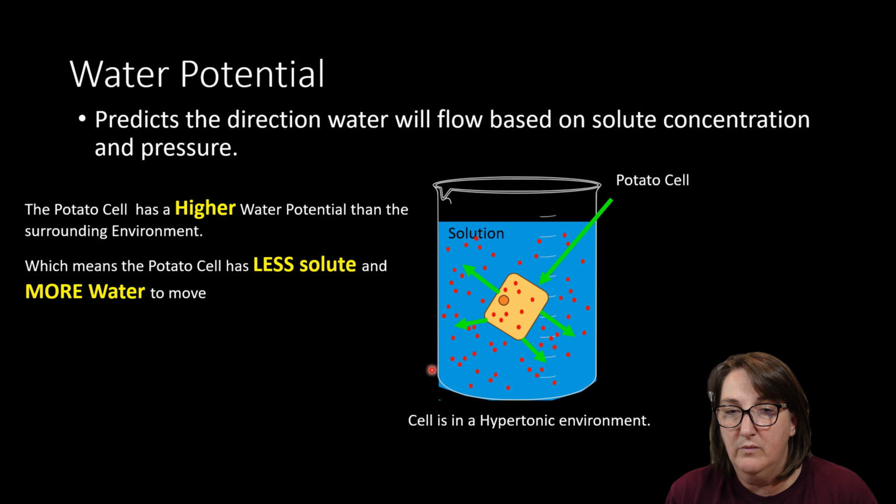Then we do the other one. We go back and look at this one. The potato cell has a higher water potential than the surrounding environment, which means that the potato cell has less solute and more water to move. So when we say a higher water potential, it means that it's going to move water out.